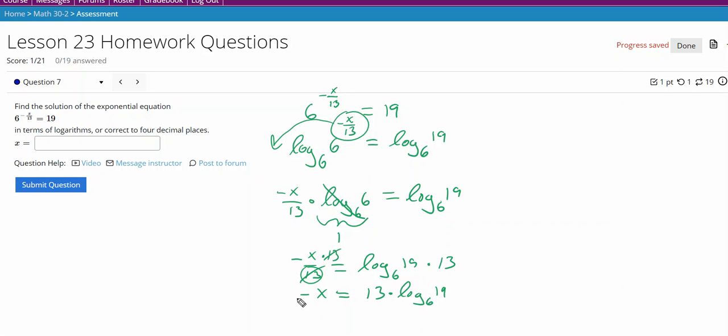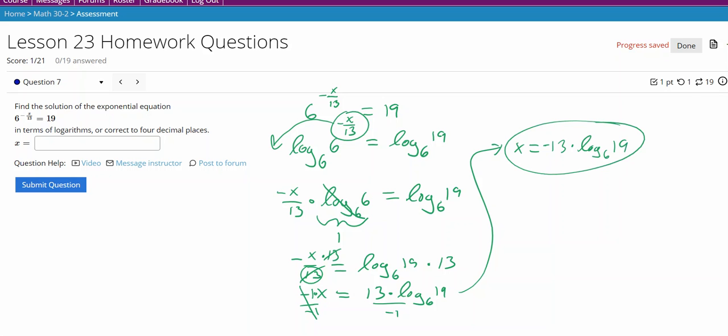And then just to get rid of this negative on the front here, right? This is like negative 1 times x. So I'm just going to divide by negative 1, if you like. Okay, so divide by negative 1, divide by negative 1. And then in the end, this would all just become x is equal to negative 13 times log base 6 of 19. And there you go, there's your answer.